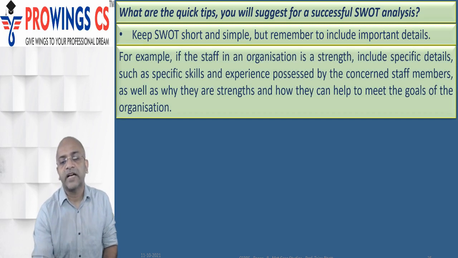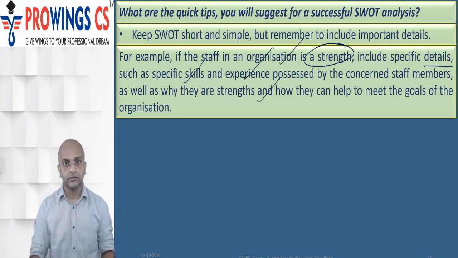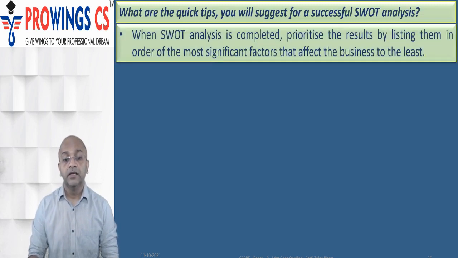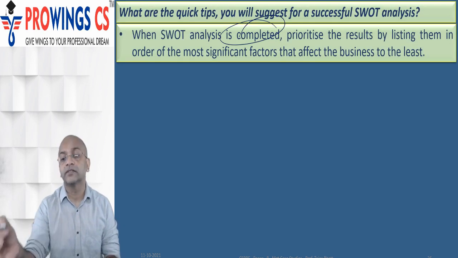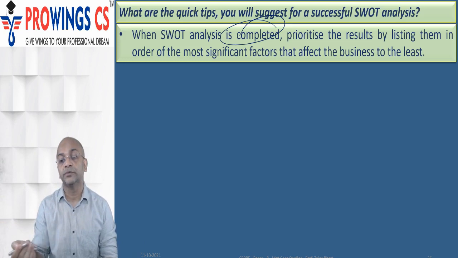For example, if the staff in an organization is a strength, include specific details such as skills and experiences possessed by the concerned members, as well as why they are a strength and how they can help to meet the goals of the organization. Simple. Then second, when the SWOT analysis is completed, prioritize the results by listing them in order of the most significant factors that affect the business to the least.